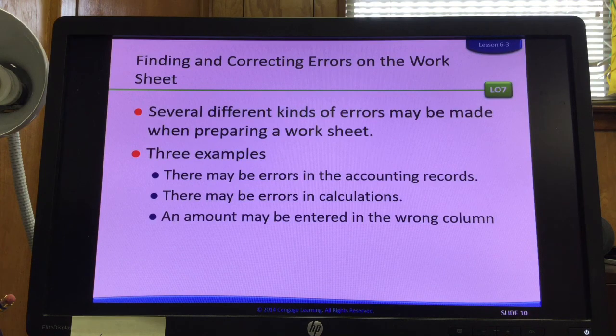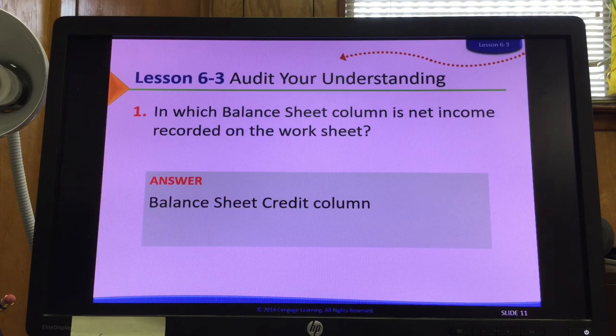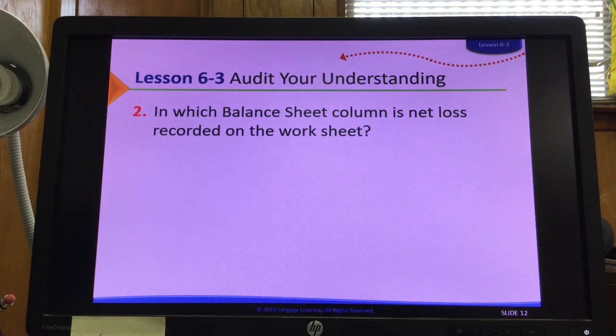Several different kinds of errors may be made when preparing a worksheet. Sometimes they're just general accounting errors, sometimes they're calculation errors, sometimes you may have put the number in the wrong column. Any of these can happen. In which balance sheet column is net income recorded on the worksheet? The balance sheet credit column. In which balance sheet column is net loss recorded on the worksheet?